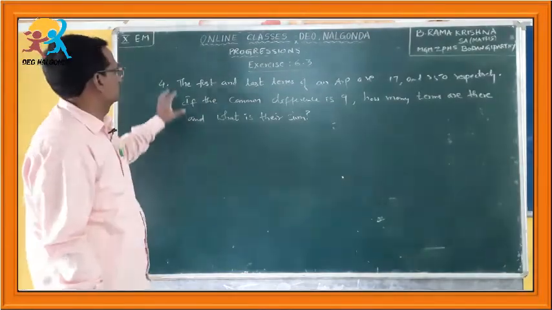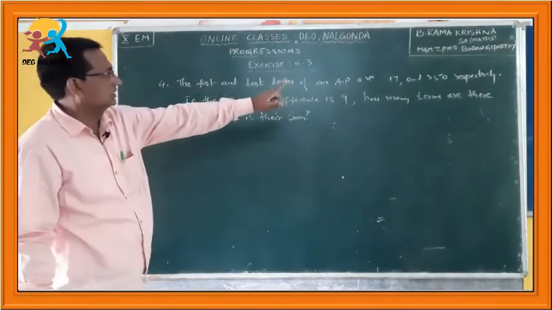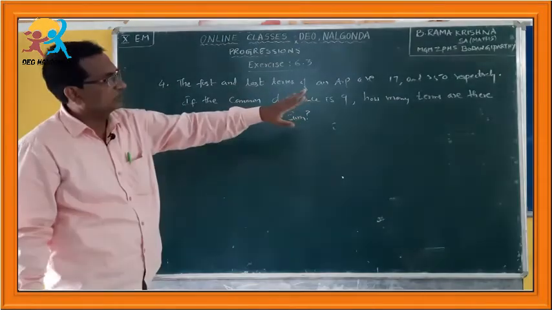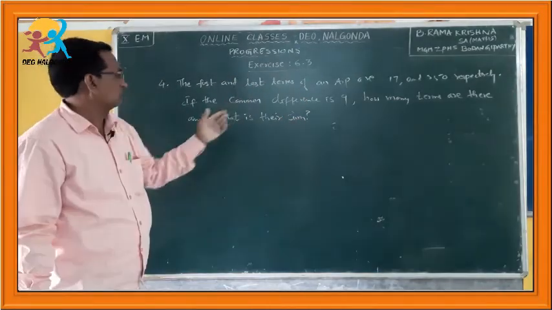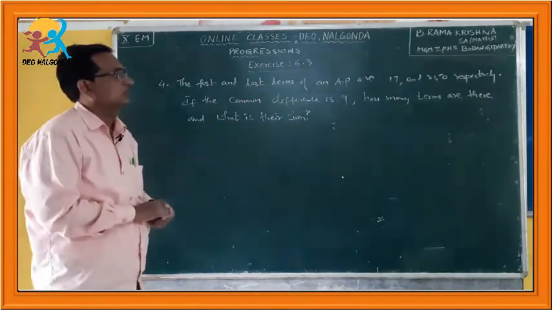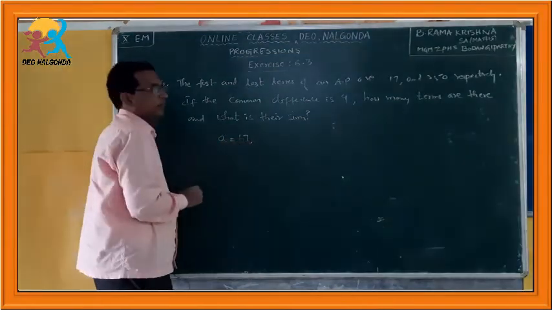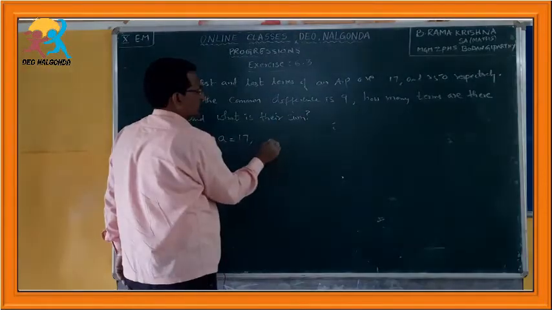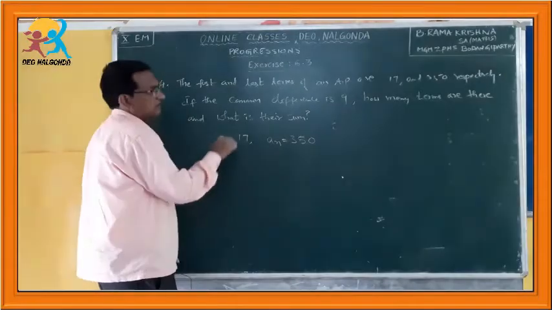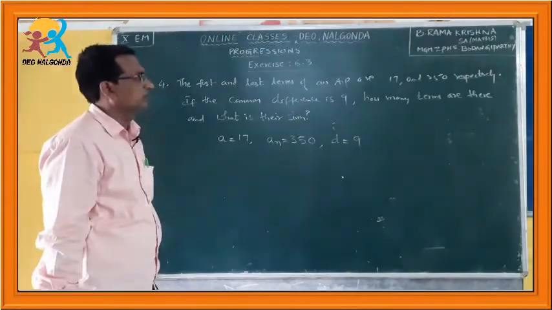Try to understand this question. The first and last terms are given. First one is 17 and last one is 350. If the common difference is given, again that is common difference is 9, how many terms are there and what is their sum? How many terms means the number of terms. So, what is given? A is given, 17. The last term can be denoted as an. An is given and d is also given.